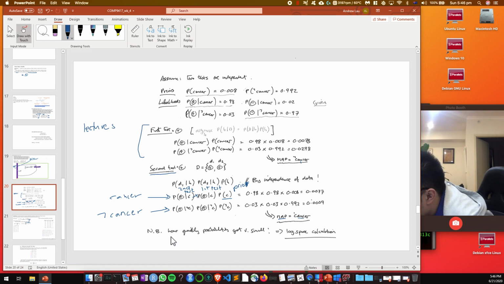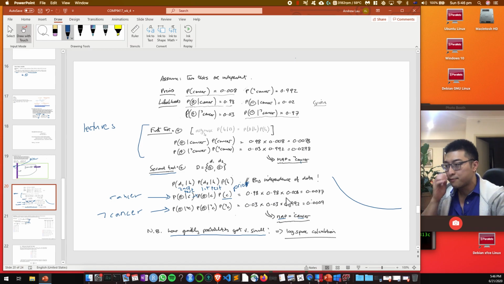There's a note here. Notice how quickly the probabilities get very small. If you add another one of these, it's just going to decline in log space. You can see what's happening is the first one is going 0.98, 0.98, 0.98. The second one's going 0.03, 0.03, 0.03.